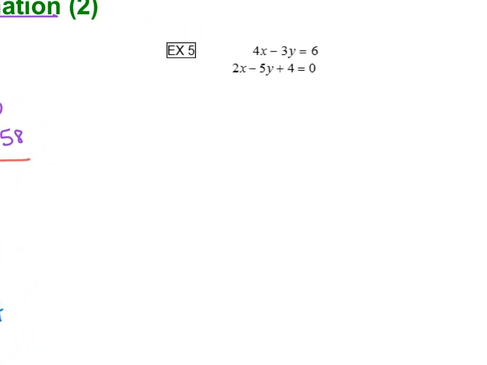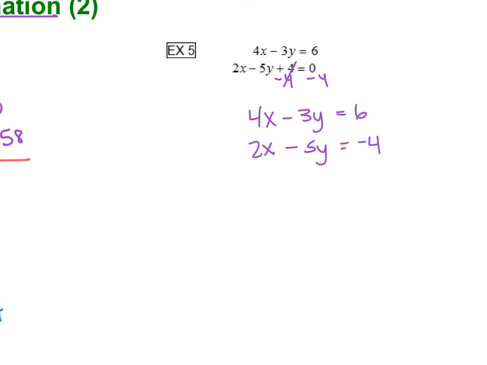So example 5, does this one look a little bit different to you guys? In our last examples, everything is lined up so nicely. The x's have lined up, the y's have lined up, the equal sign, and then the number on the end. So you may have to kind of move the problem around a little bit to get everything to line up. It's that plus 4 that's getting in our way. So I want to subtract 4 because that should be on the other side. So I'm going to rewrite the problem. I have 4x minus 3y equals 6. And then we have 2x minus 5y equals negative 4. So you see how much better that looks?